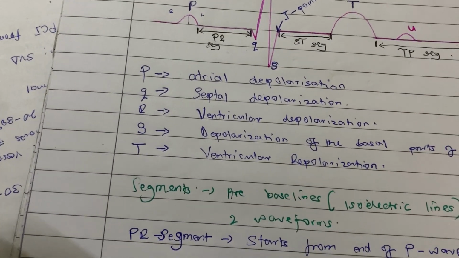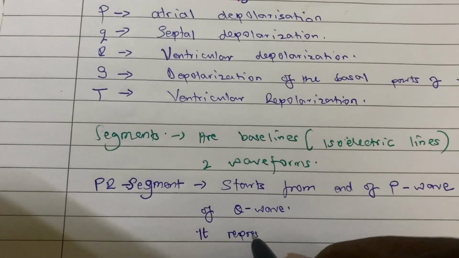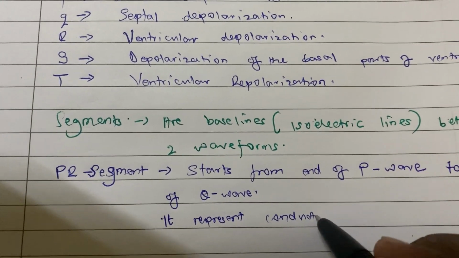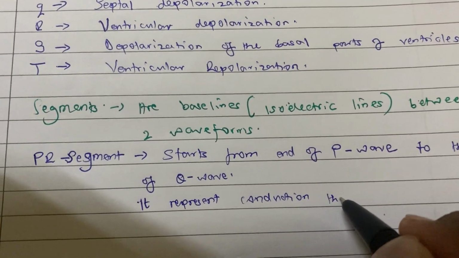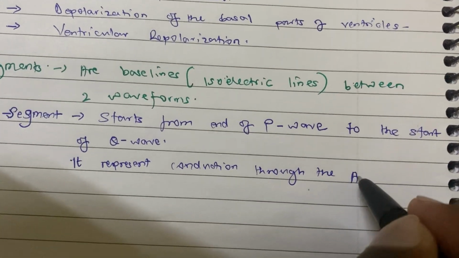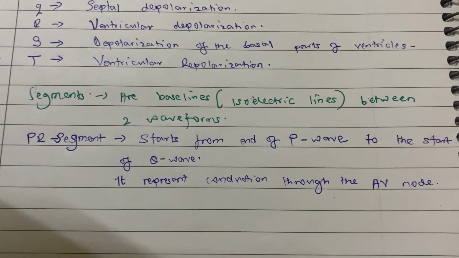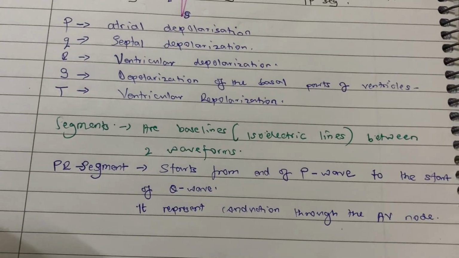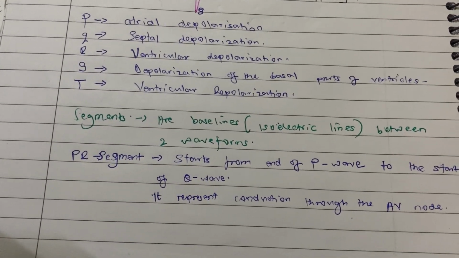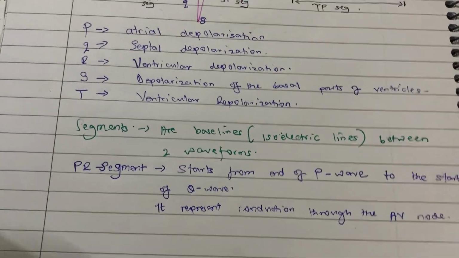So what does it represent? It represents conduction through the AV node. AV node is so small it does not produce any waveform. It is depolarized but no waveform because it's a very, very small tissue. So we don't say anything.